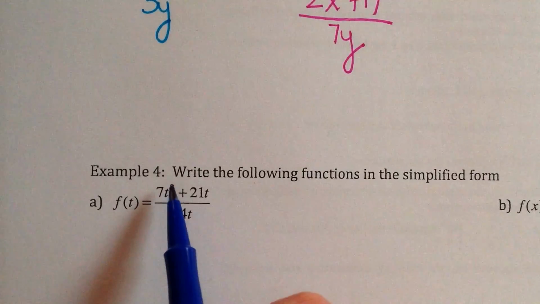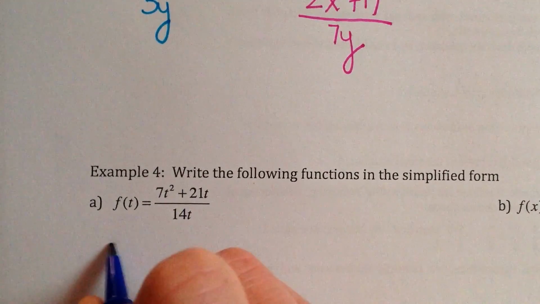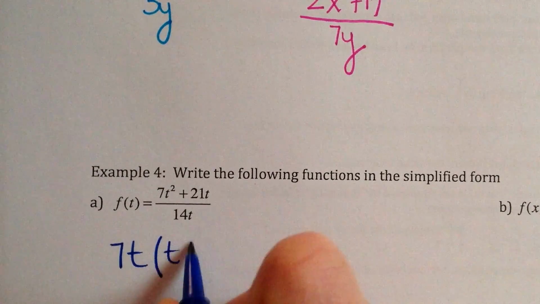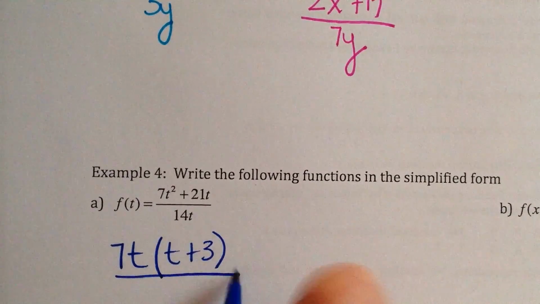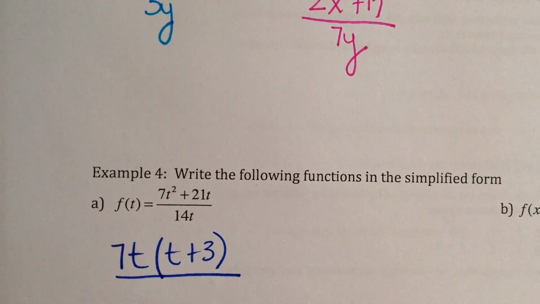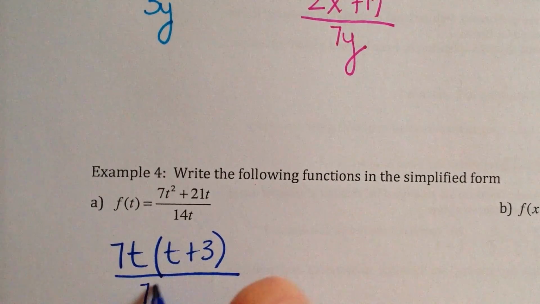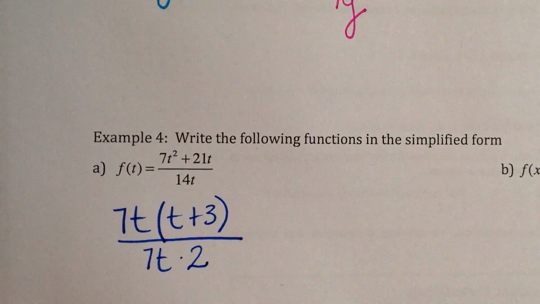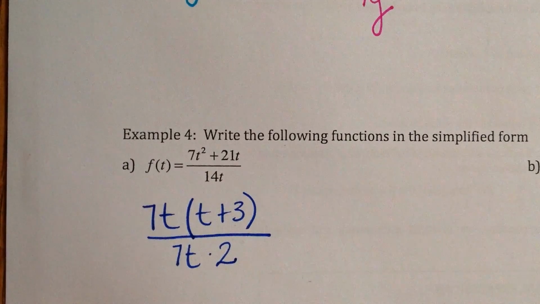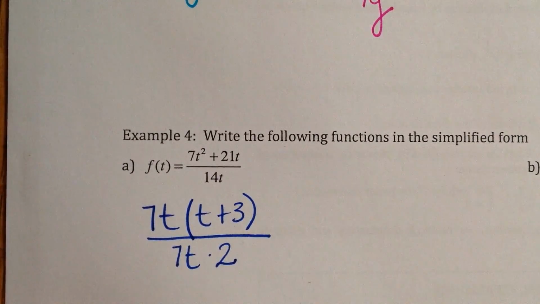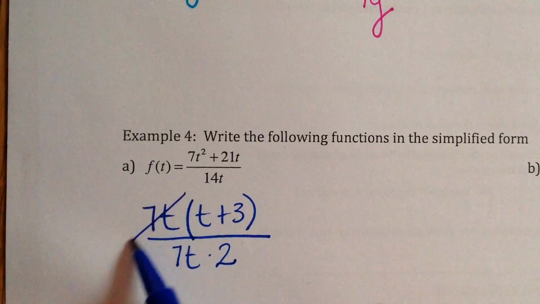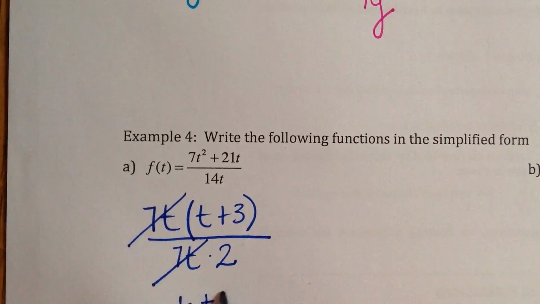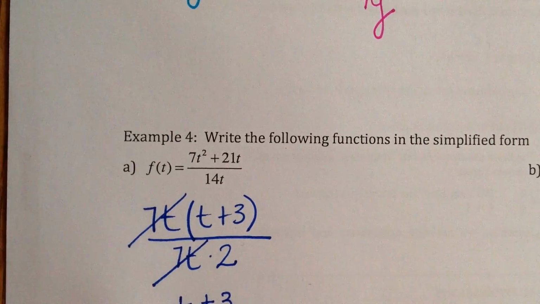So 7t squared plus 21t has a 7t in common. I factor out a 7t and I'd be left with t plus 3. 14t, I can break this down to 7t times 2. The reason I broke that down there is because I know if I want to cancel something with my numerator to something in my denominator, they have to be the same thing. So 7t's and 7t's cancel out, leaving me with t plus 3 over 2.